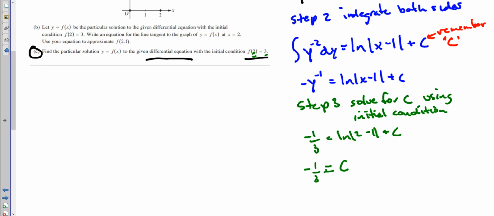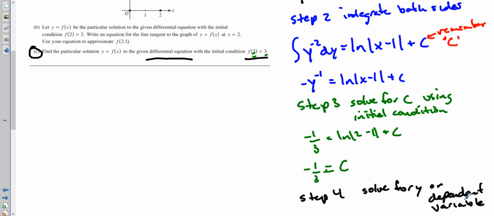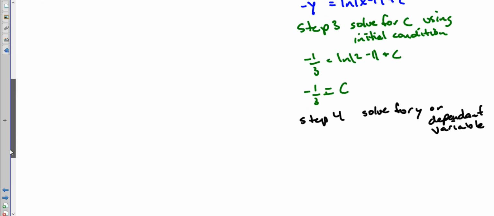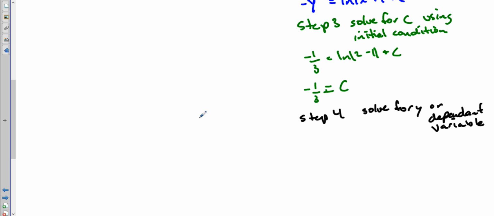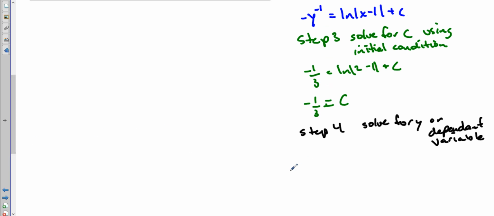The final and fourth step, step number 4, is we're going to solve for y, or you may know that as the dependent variable. We take our value and plug it back in, and what we have is negative 1 over y equals the natural log of the quantity x minus 1, minus 1/3.